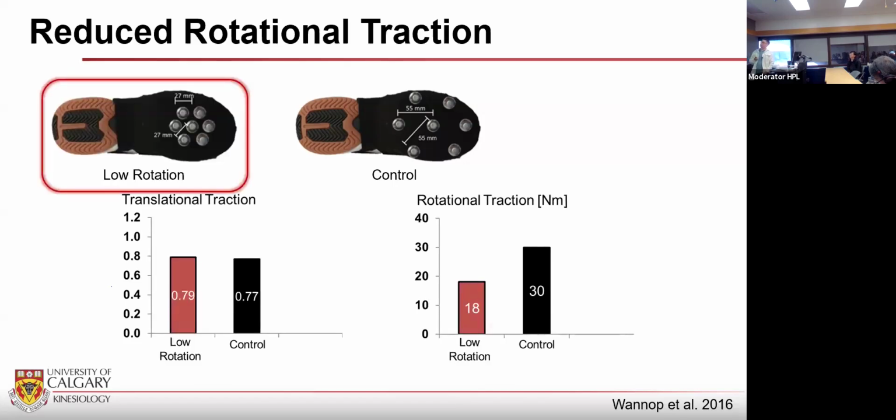We then created another shoe model that we termed low rotation. So for this shoe model, we wanted to reduce the rotational traction. And the way we did that was by moving these cleats. They're the exact same shape and size of cleats. We just moved them closer to this center cleat. So the center cleat somewhat acts as the center of rotation. So by moving them closer to that center, we're going to decrease the rotational resistance of that shoe. And by using the same shape and size, we didn't actually influence the translational traction. So by altering the cleat pattern, the translational traction was exactly the same as the control, but we did reduce that rotational traction.